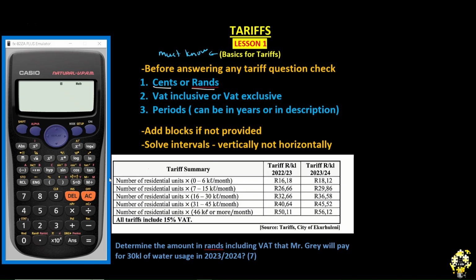VAT inclusive or VAT exclusive? Do they include VAT or they do not include VAT? That is also something that you are supposed to check. So the first example is that we have already understood that they have rands for this particular example. And another one, VAT exclusive or VAT inclusive, all tariffs include VAT. So we already understand that they are VAT inclusive.